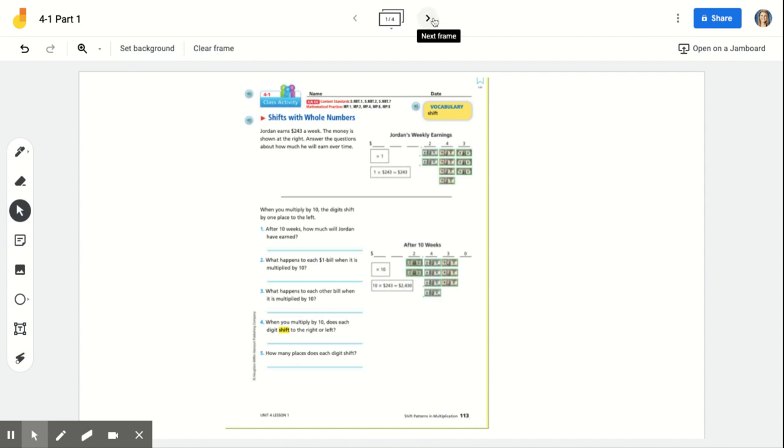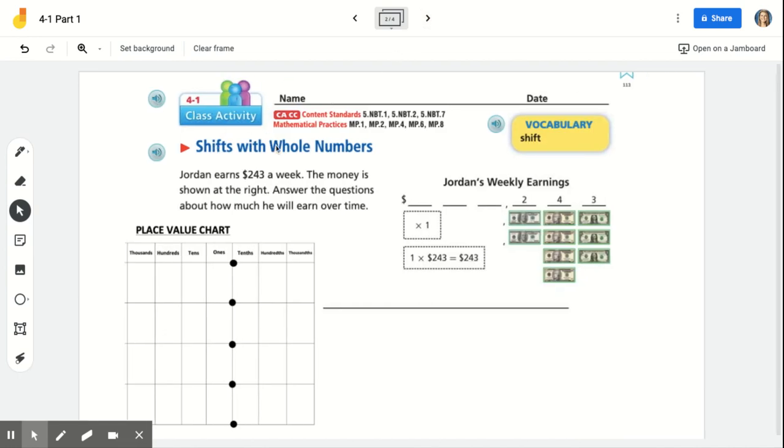Okay, on page 113, we're taking a look at the heading now, which is shifts with whole numbers. What we're going to be studying in this first lesson is how to solve problems when we're multiplying by factors of 10, 100, and 1000. All of these problems can be done just using your place value chart and your knowledge of the place value system.